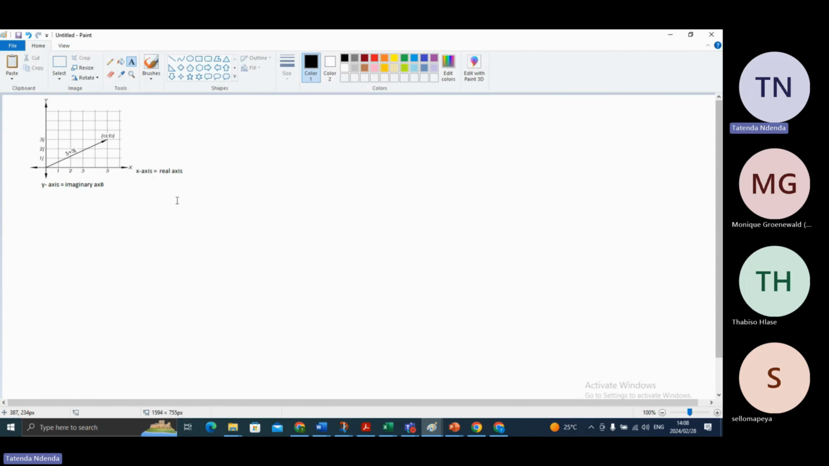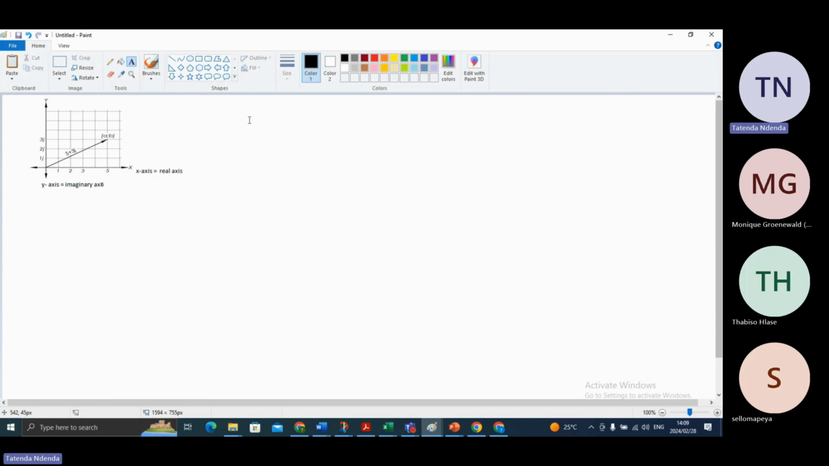Okay, so all the values, guys, that you put on the x-axis are supposed to be real values, and all the values that you put on the y-axis are supposed to be the imaginary values. In other words, all the values that have a j are supposed to be on the y-axis, and all the values that don't have a j, like 1, 2, 3, 4, 5, are our original numbers. We call them the real numbers. Are we together? So now, for example, you can see here they said 5 plus 3j.